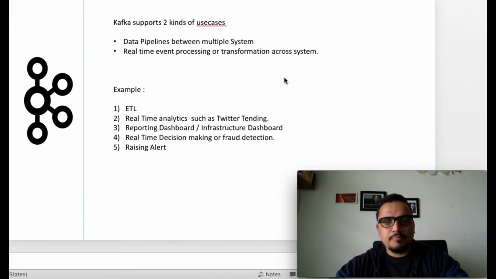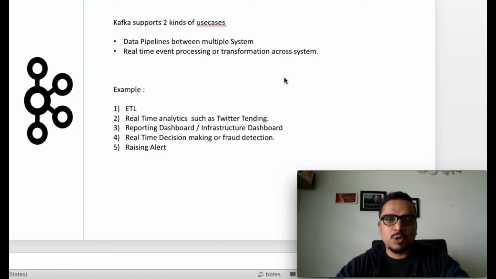Hello friends, welcome back. In this video, we will talk about what kind of use cases Kafka supports. Mainly it supports two kinds of use cases: when we want to create a data pipeline between two systems, and we want to perform real-time event processing on data. So for this kind of use case, we need Kafka. Let's see some examples, right?